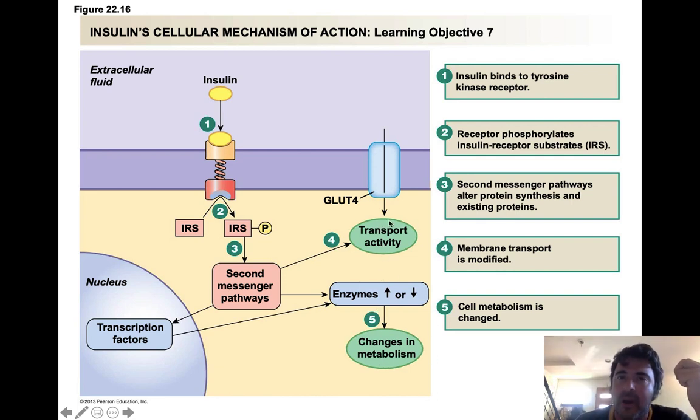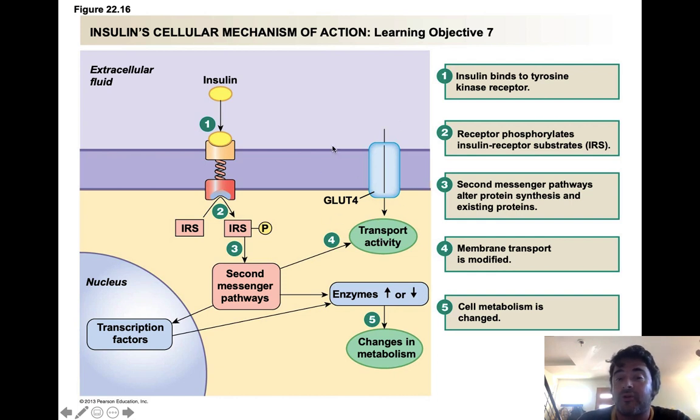But the primary thing that insulin does is it triggers the insertion of a transport protein into the cell membrane. And that transport protein you find in skeletal muscle fibers and adipose tissue is called a GLUT4 transporter. These transporters can then move glucose from the extracellular fluid, which is like the blood plasma and the interstitial fluid, into the cell so the cell can use that glucose.